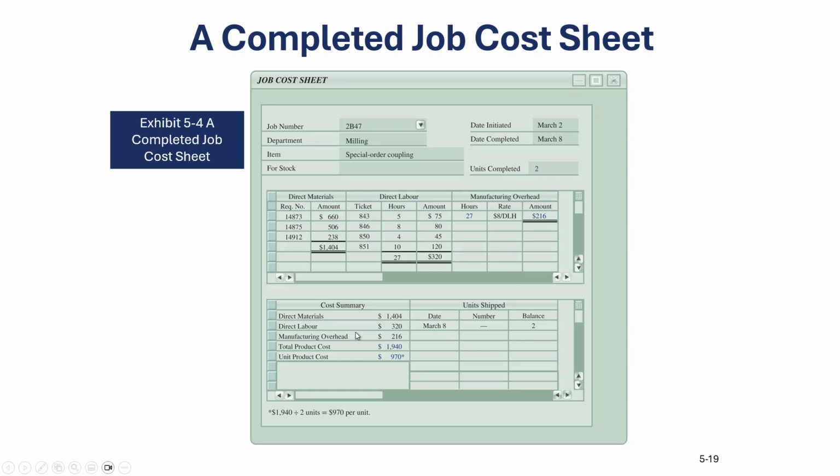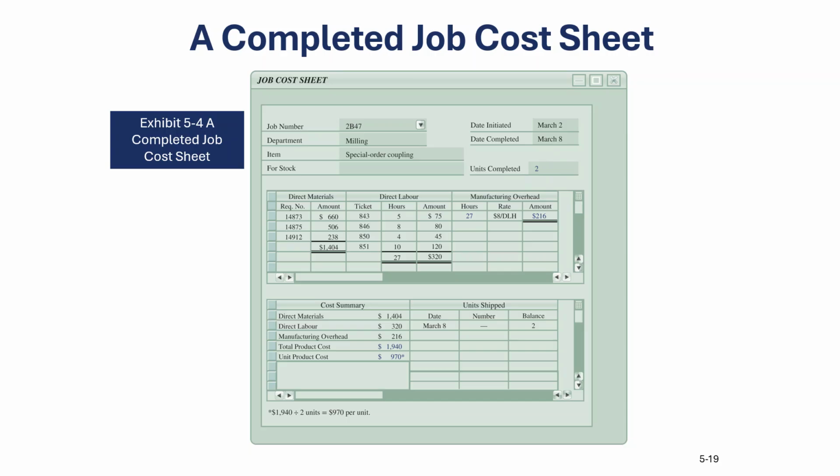So now this is your summary. Once the job is complete, to complete this job we have material used $1,404, direct labor $320, and manufacturing overhead $216. So the total product cost is $1,940. When we completed the job, how many units did we produce? Technically for this job, we produced two different units, so we allocate that cost to the two units that we created with that job.